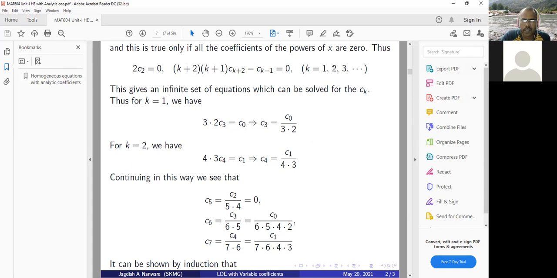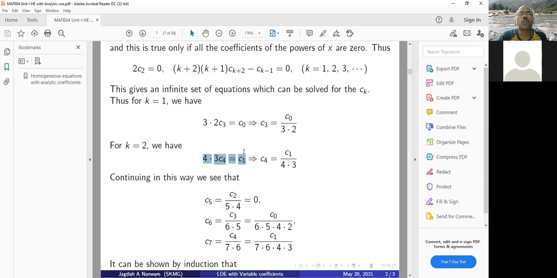Now, put k is equal to 2 in this relation. By putting k is equal to 2, this factor will be 4, this will be 3. So we will get 4 into 3 and k is equal to 2, so that gives c4, and this is c1 because you are taking k is equal to 2, 2 minus 1 is 1. So this is c1 and the right hand side is 0. So by putting k is equal to 2, we have this expression: 4 into 3 into c4 is equal to c1.